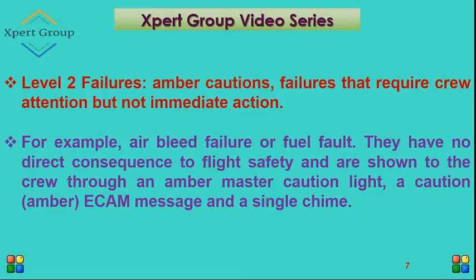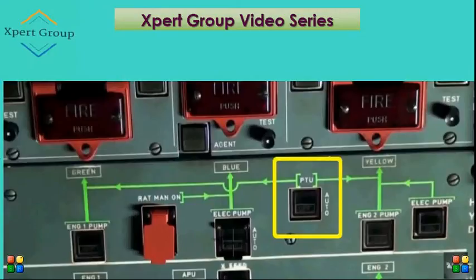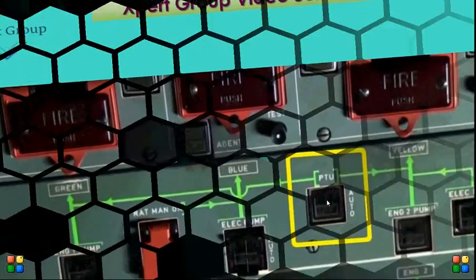They have no direct consequence to flight safety and are shown to the crew through an amber master caution light, an amber caution ECAM message, and a single chime. Yes, when a level 2 failure comes, a single chime or a single beep will be there at the start. You can see, guys, in the cockpit the indication of a level 2 failure here in the yellow line. Let's proceed, guys.